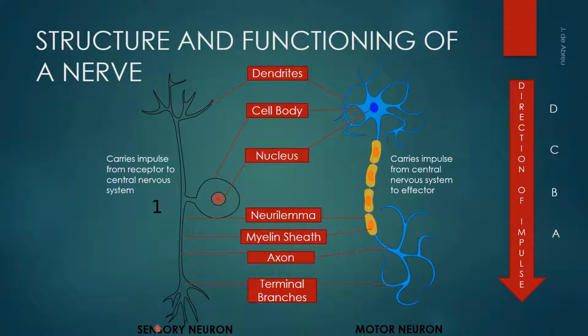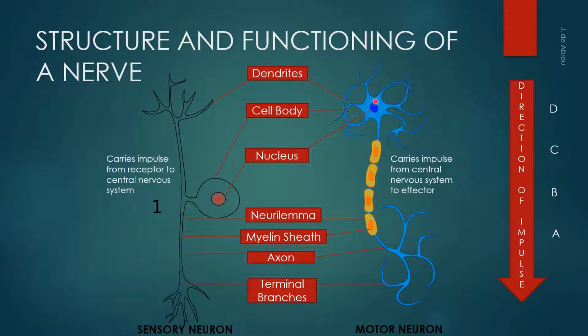Okay, then we have the structure and functioning of a nerve. We have two different kinds of neurons, the sensory neuron and the motor neuron. How do you tell the difference between the two? The main difference is that the sensory neuron has the cell body on the side. And it's easy to remember that. Sensory, cell body, side. So it's alliteration. Sensory neuron has the cell body on its side.